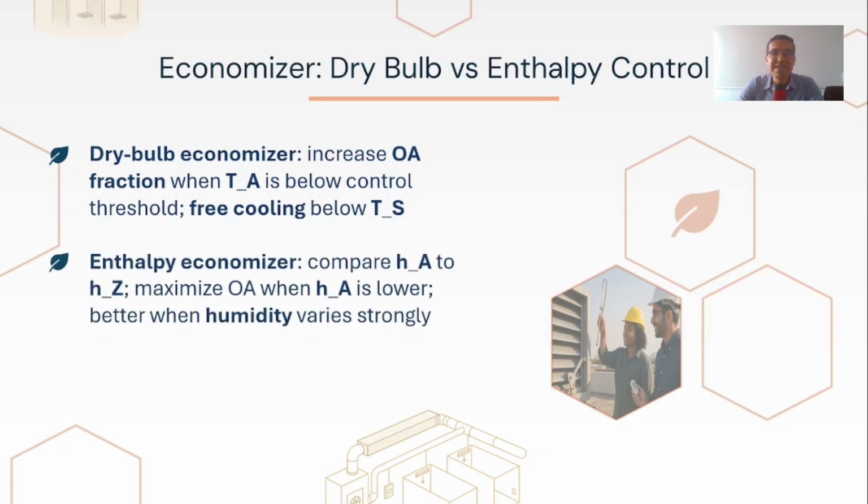The more sophisticated approach is an enthalpy economizer, which bases its decisions on the air's total energy, or enthalpy. If the enthalpy of the outdoor air is lower than the enthalpy of the return air, the controller maximizes the outdoor air intake. This is a major advantage in dry climates, as it can still save energy even when the outdoor air temperature is higher than the supply temperature, because the coil load depends on total enthalpy, not just temperature.